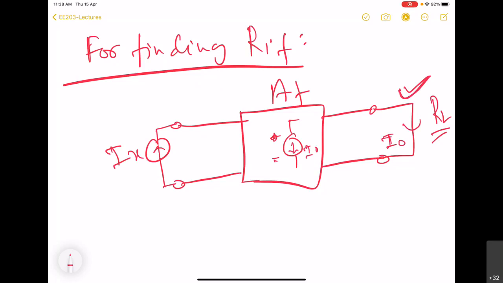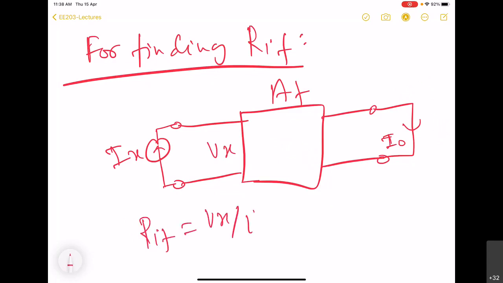That means we want the entire output to be available or visible on the output side, so that condition should be implemented. Since it is a current source on the output side, it should be shorted. So this is the circuit that we will have to implement for finding RIF. So RIF is going to be Vx by Ix.